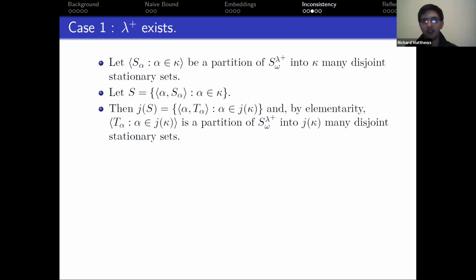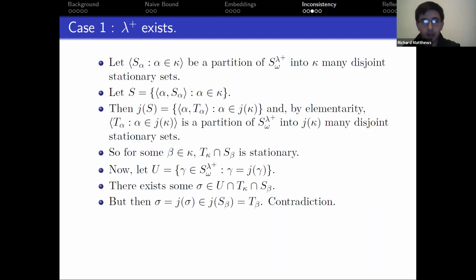And by elementarity, you can show that the collection of T_alphas for alpha in j(kappa) is a partition of S^{lambda+omega} into j(kappa) many disjoint stationary sets. And this is just a simple elementarity statement. So what this means is that for some beta in kappa, T_kappa intersected with S_beta is stationary. Again, this is a standard proof, so we'll go over that.